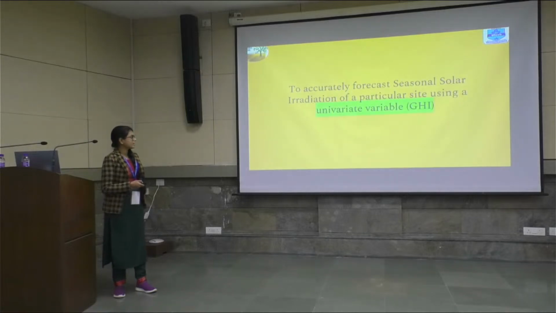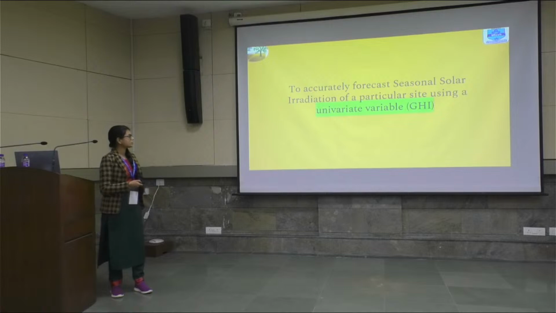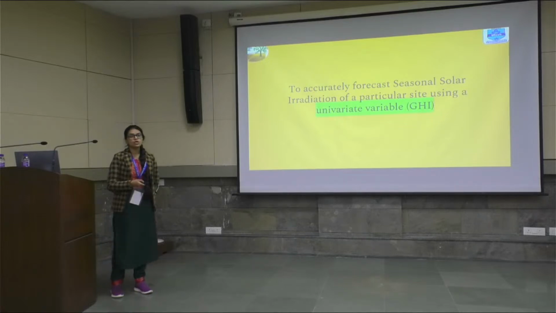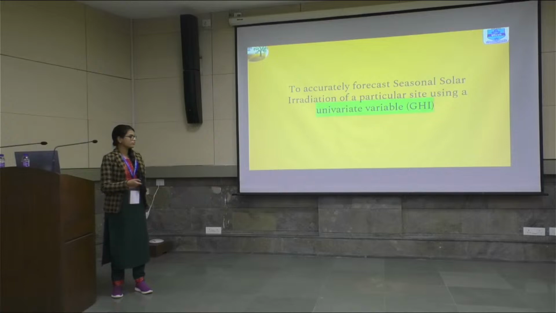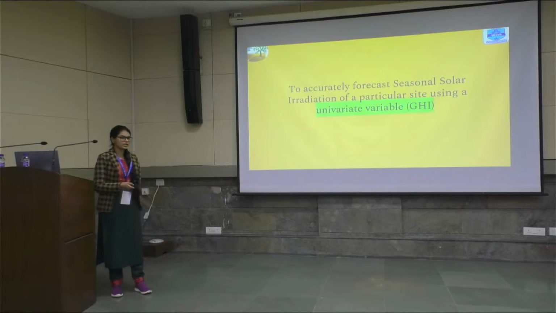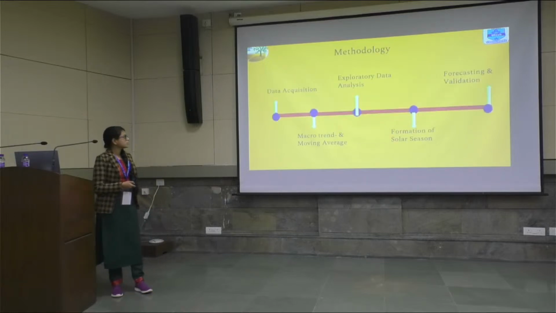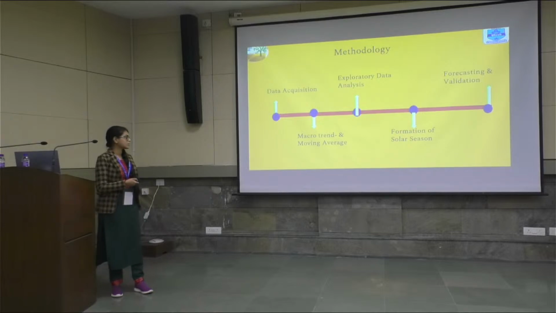Our objective over here is that we are trying to accurately forecast seasonal solar irradiation for a particular site and for a univariate variable. The novel thing that we are trying to add here is that, with the help of GHI alone, we are trying to make an accurate forecast for a particular site. The methodology that we have followed is data acquisition, and then we tried to make a forecast model on the basis of macro trend.